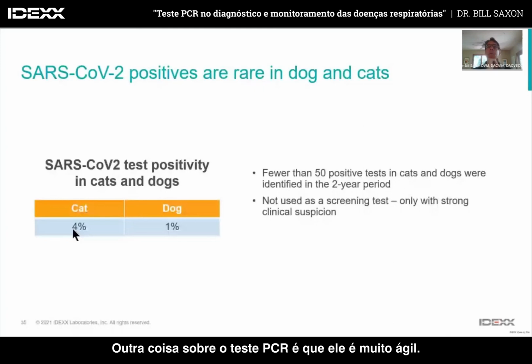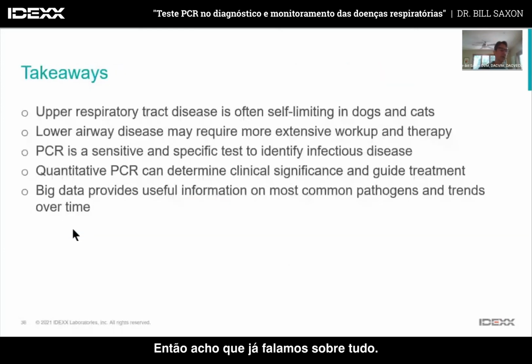And another thing about PCR testing is it's really nimble. It didn't take long at all for IDEXX to come up with a PCR test for this virus, which could be used in dogs and cats. So just another benefit of PCR and having the right kind of equipment, this real-time PCR that allows really rapid development of really accurate assays. I think we've already talked about all of this stuff. I don't need to repeat it to you guys. You can take a look at that.